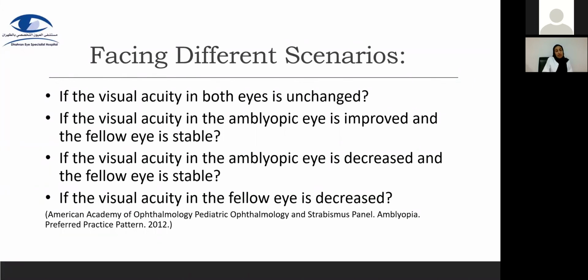What if the visual acuity in the fellow eye decreased? Then the parents were doing exactly what you were telling them, and maybe they were more enthusiastic and have increased the dose that you asked them to have. In this situation, I would cease the treatment that I gave and ask them to come to me at a closer follow-up, and recheck the vision in the fellow eye. This is a good sign and a bad sign.